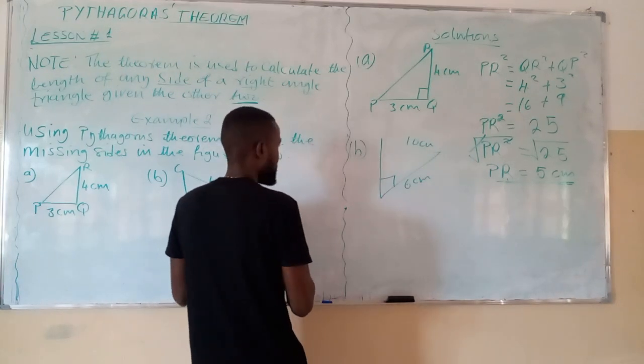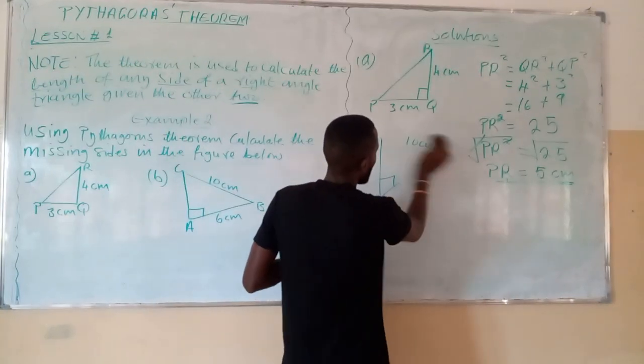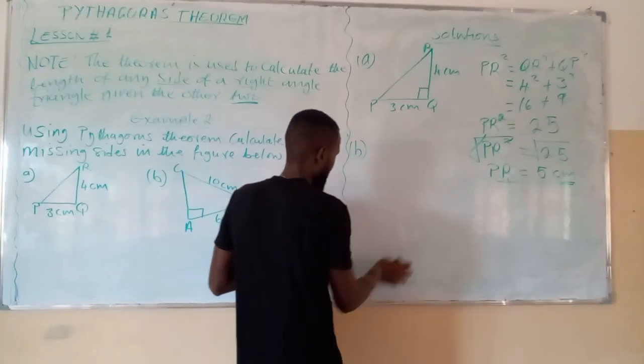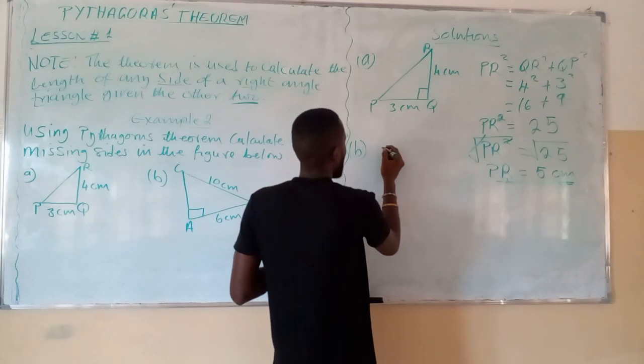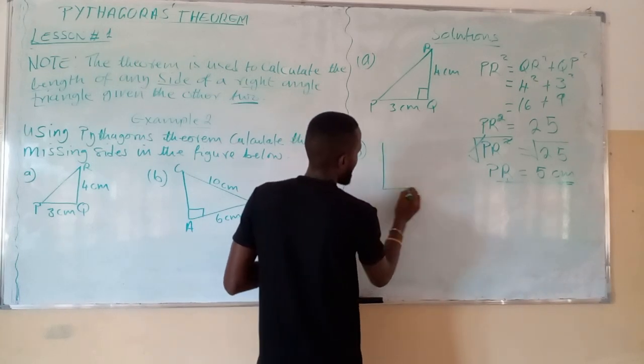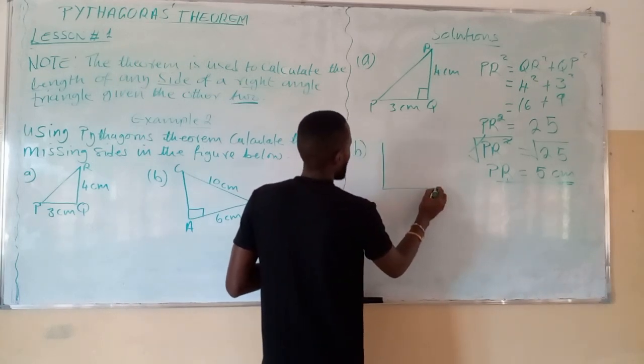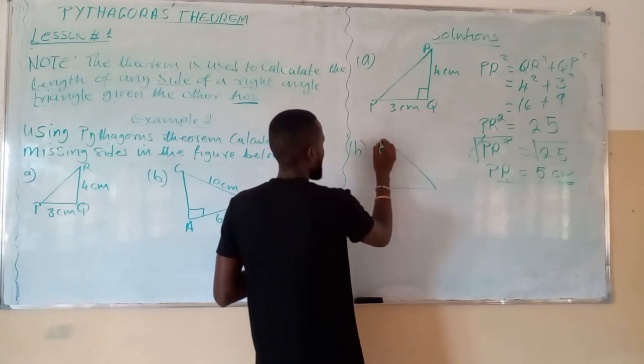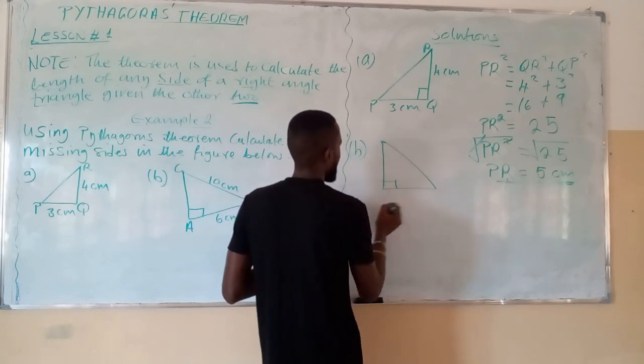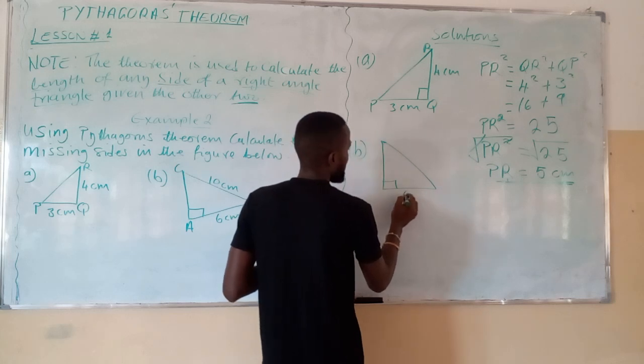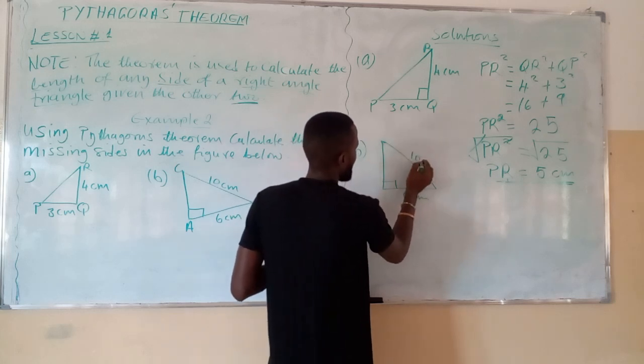Okay, this is 6 centimeter. Let me just draw my triangle nicely. They are saying that this triangle is like that. We go like that. Then we have it like this. Okay, somehow like that. So we have 6 centimeter and we have 10 centimeter.